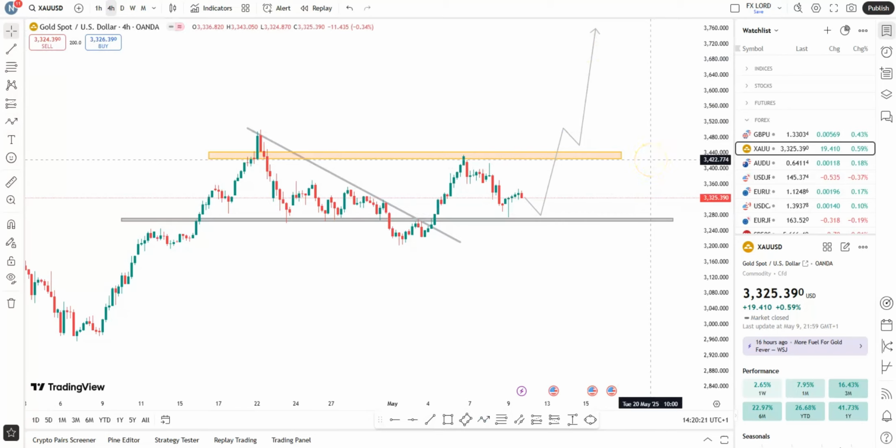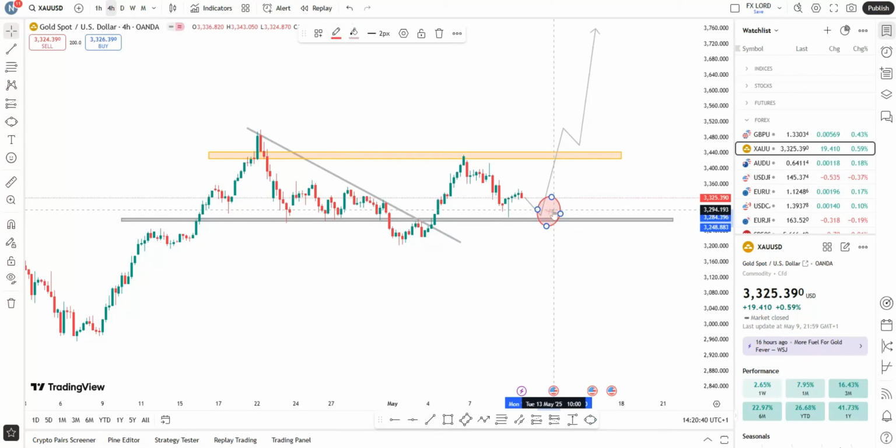So this is my bullish scenario on XAU USD. I'm very much looking for a buy scenario, a buy opportunity on XAU USD. I'm not very much looking for a sell right now. Rather, I'm looking for a buy. So I'm going to wait for XAU USD to come back and retest this support level before I plug in. You get what I'm saying? So that is that for XAU USD, guys.